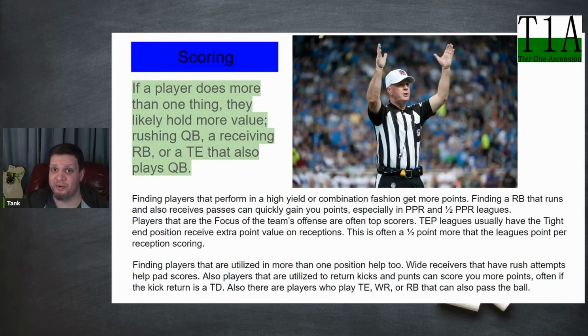Now we're getting into scoring. If a player does more than one thing, they're likely going to hold more value. If there's a rushing quarterback, a receiving running back, or even a tight end that also plays quarterback, that adds value to those players. What we're looking for when we pick players for our rosters is players that perform in a high yield or a combination fashion to get points. So what does that mean?